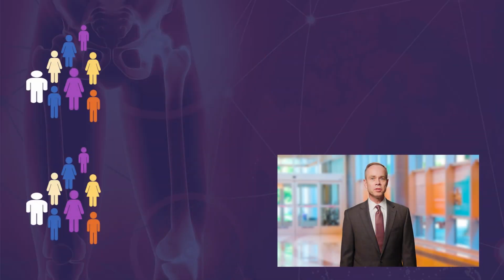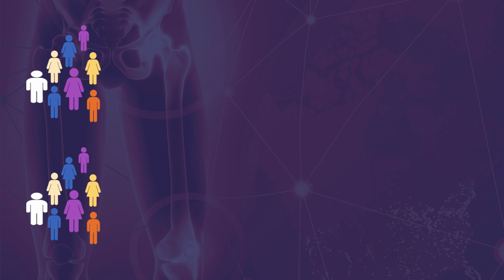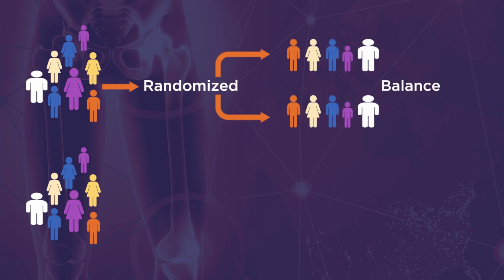Orthopedic studies typically involve comparing two or more groups of patients based on implant type, surgical procedure, or patient characteristics. If patients are randomly assigned to the study groups, as in a randomized trial, they will be similar to each other with respect to measured and unmeasured characteristics.